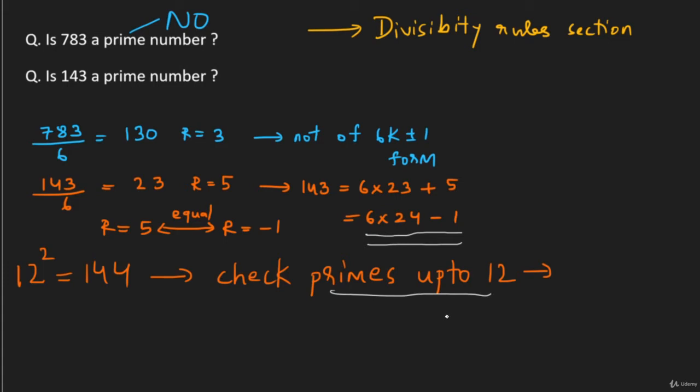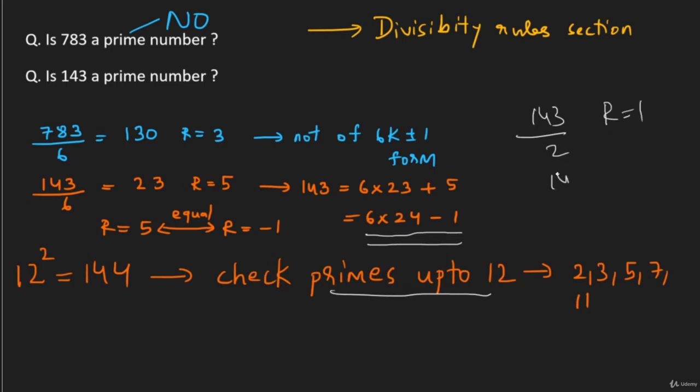You need to check whether those numbers will divide 143 or not. Now what are the prime numbers up to 12? The prime numbers up to 12 are 2, 3, 5, 7 and 11. So you have these 5 prime numbers, and when you check whether 143 is divisible by each of these, you will see that 143 divided by 2 gives you a remainder 1. So it's not divisible by 2.